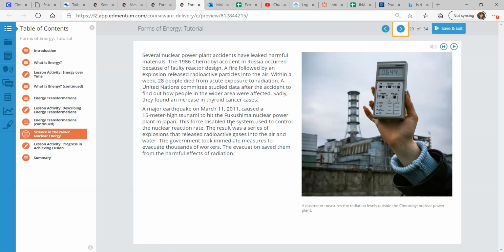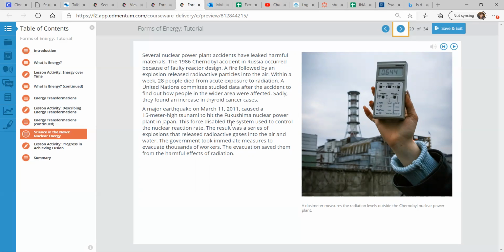Several nuclear power plant accidents have leaked harmful materials. The 1986 Chernobyl accident in Russia occurred because of faulty reactor design. A fire followed by an explosion released radioactive particles into the air. Within a week, 28 people died from acute exposure to radiation. A United Nations committee studied data after the accident to find out how people in the wider area were affected. Sadly, they found an increase in thyroid cancer cases.